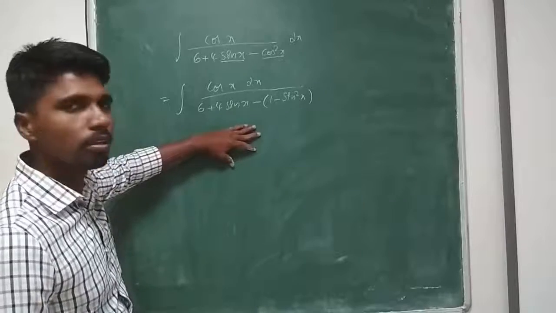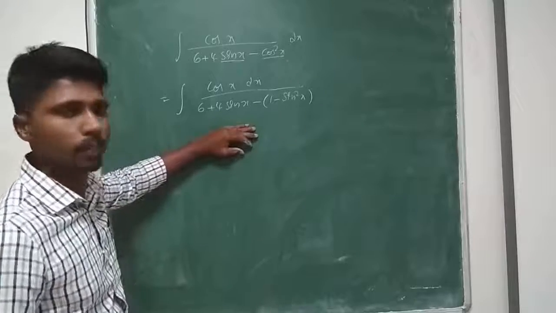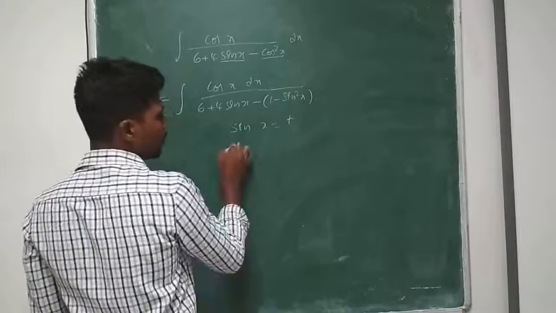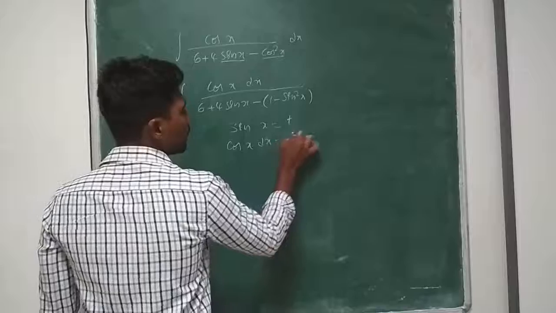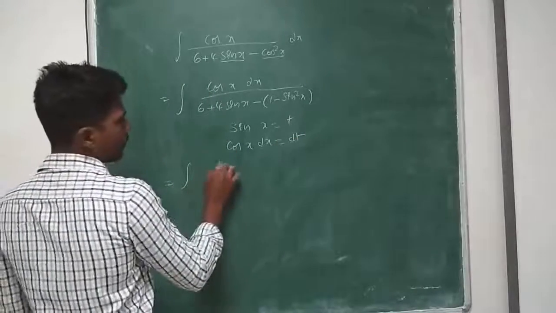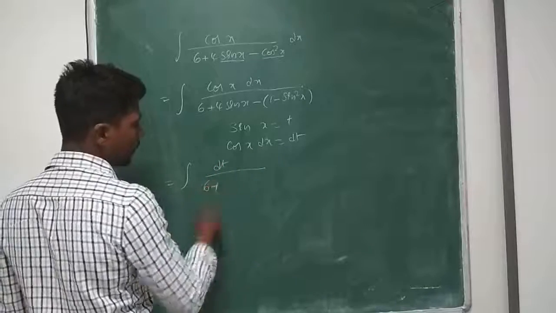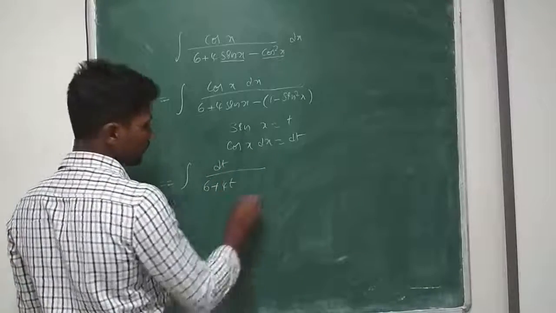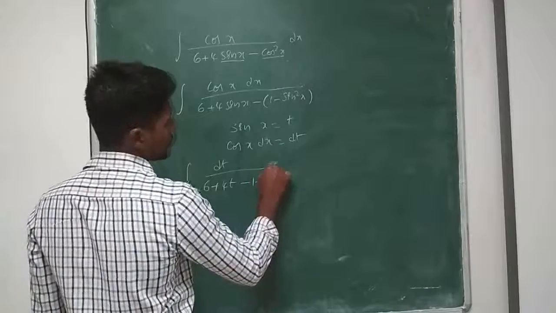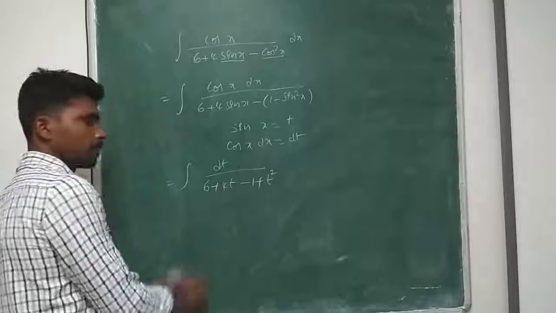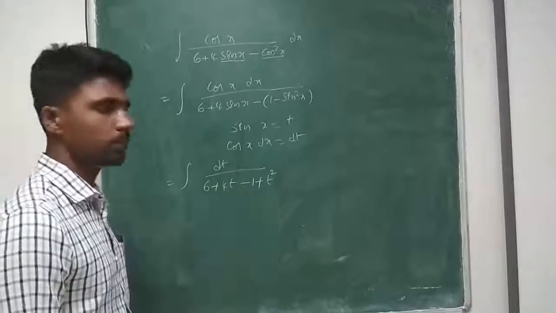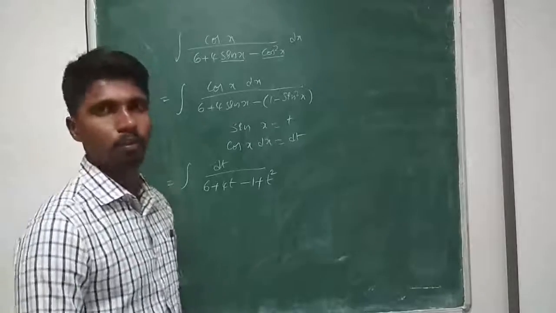So sin x is replaced by some other variable, let it be t. So let sin x be equal to t. So cos x dx will be equal to dt. Replace this, I get integral dt by 6 plus 4t minus 1 plus t square, which is t square plus 4t plus 5. Start doing simplification, simplify and complete the problem. Okay.